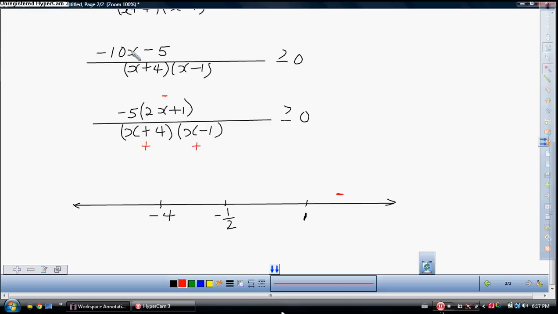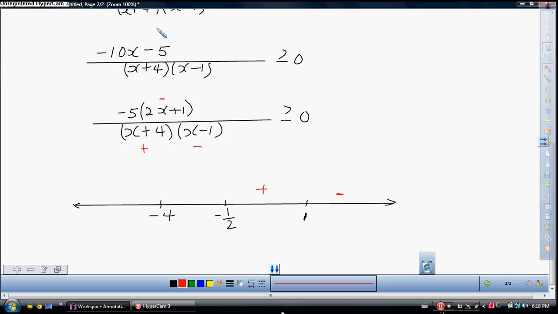Let's erase these, and I'm going to take the next value between here and here. A value between negative 1/2 and 1, you can use 0 because that's easy. 2 times 0 plus 1, that's positive, times negative 5, that would be negative. And 0 plus 4, that's positive. 0 minus 1, that's negative. So the bottom is positive times a negative, which gives me a negative, and negative divided by negative is positive.